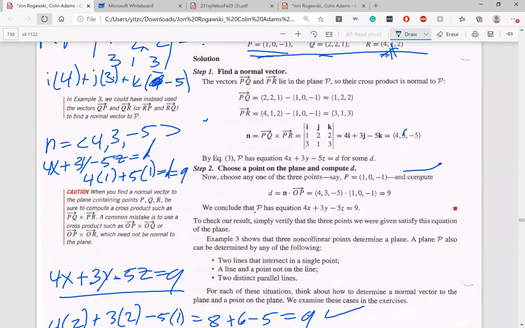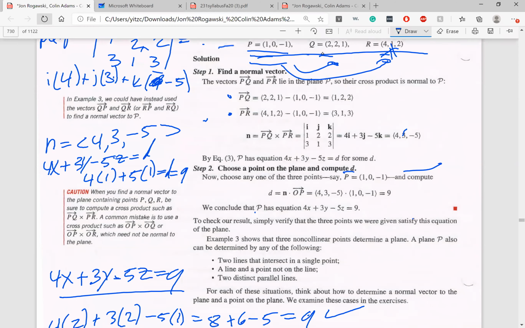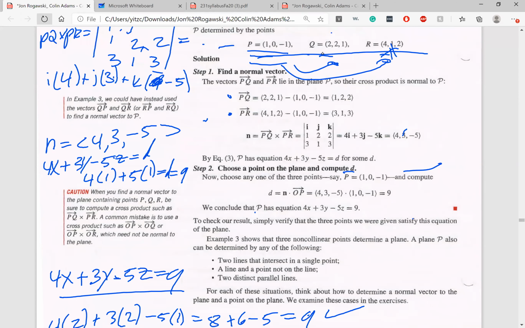So that's the basic strategy for finding the equation of a plane that passes through 3 points. First find the 2 vectors going from one of these points to the other 2. Then find the normal vector of those 2 vectors. And then find D by plugging in one of these 3 points. Are there any questions about this?